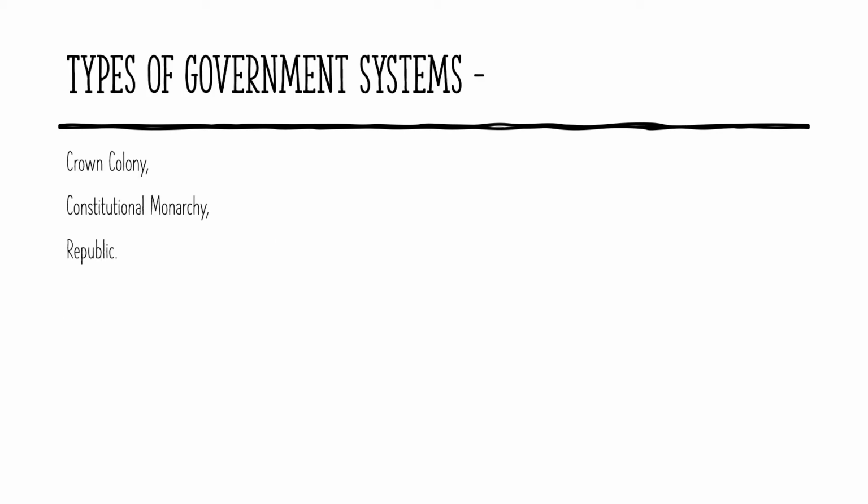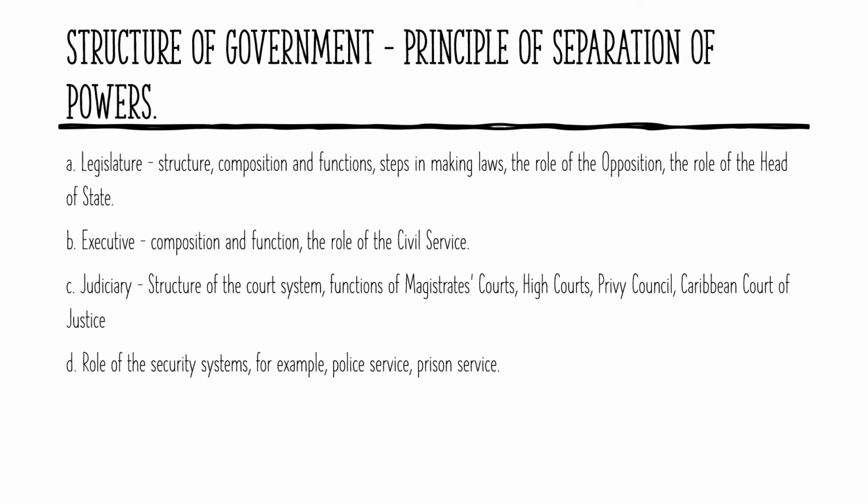Now, what are the types of government systems that exist? There is crown colony, constitutional monarchy, and republic. The structure of government and the principle of separation. Within every government, there is legislative, there is executive, there is judiciary, and then finally you have the role of the security systems.